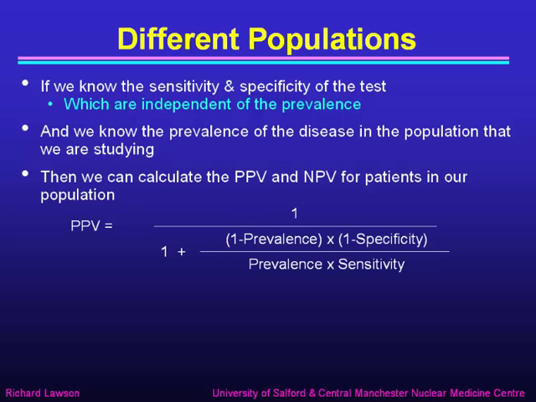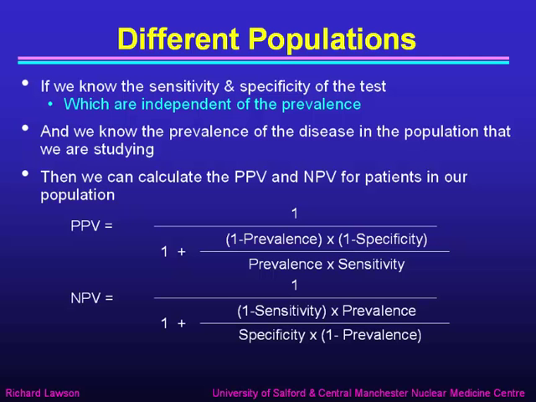And the way we do it is using this formula here. It's a bit messy, but it says that the positive predictive value is 1 divided by 1 plus (1 minus prevalence) times (1 minus specificity) over prevalence times sensitivity. It's a bit of a messy equation. Don't worry too much about the details. We'll see that actually it can be simplified a bit later on.